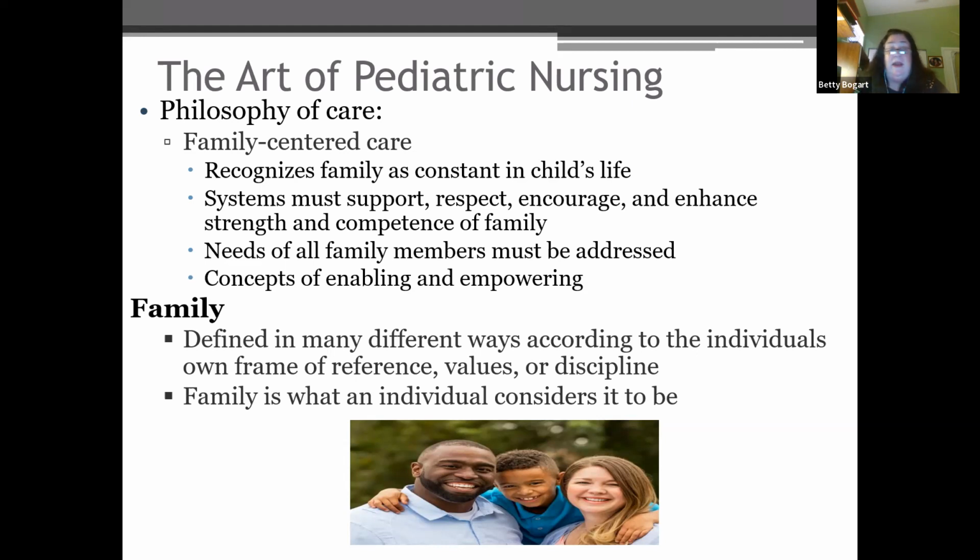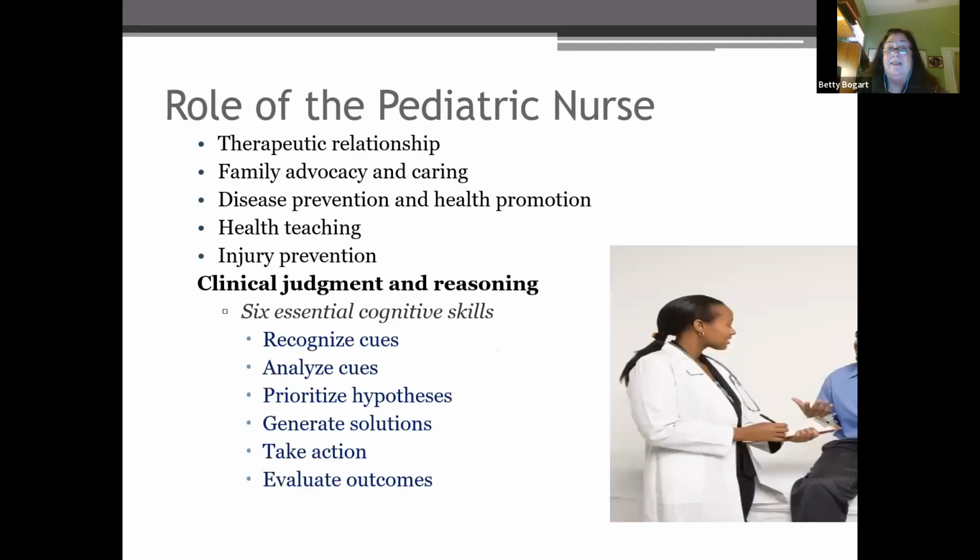When my grandson was born, it was grandma, grandpa, my daughter, and the baby. Now he has mommy and daddy, and there it is. It could be 2 dads, 2 moms, a mom. It could be 1 dad. Whatever it is, this is a family. Whatever they say it is, that's what the family is.